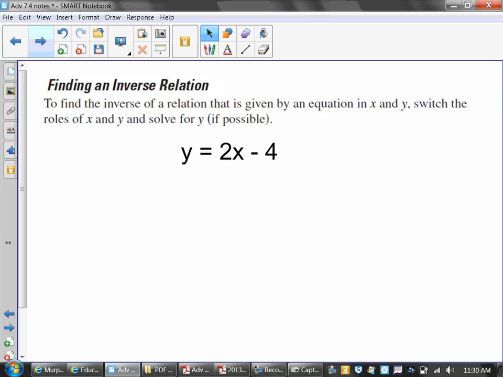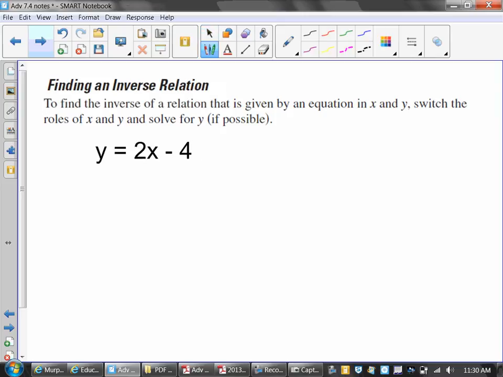All we're doing to find an inverse of a given equation is you interchange the x and y. Right now it says y equals 2x minus 4. So the inverse of this, x equals 2y minus 4. And then you just solve for y. That's all it is. So how do you solve for y? Add 4, divide by 2. There's your inverse.